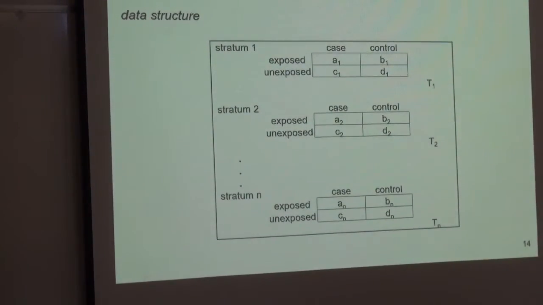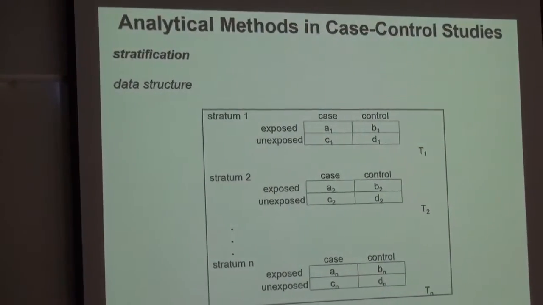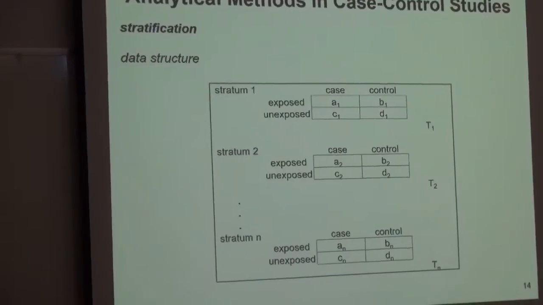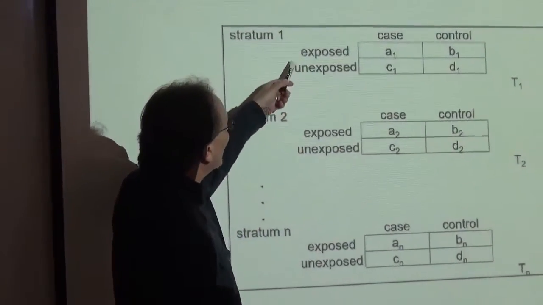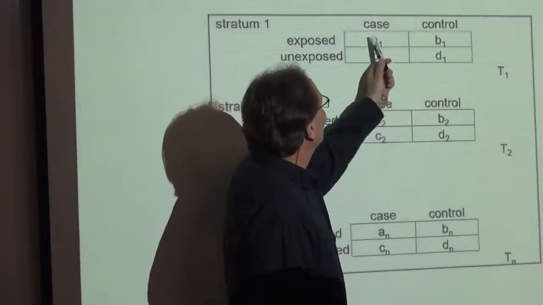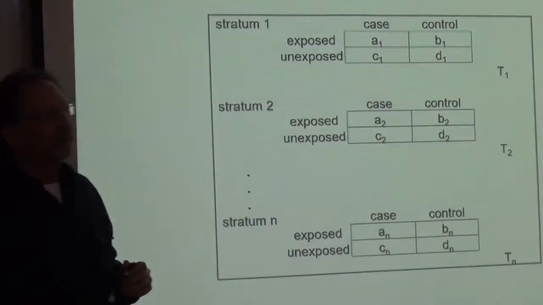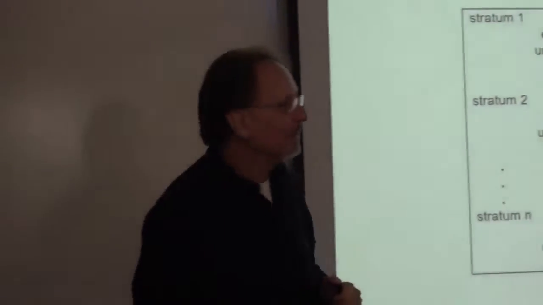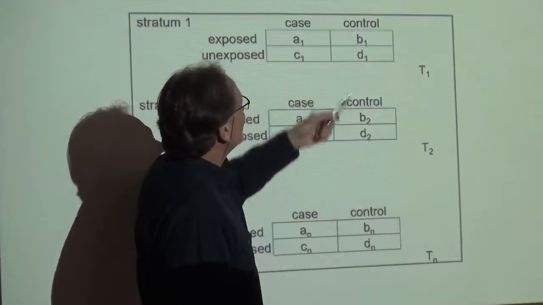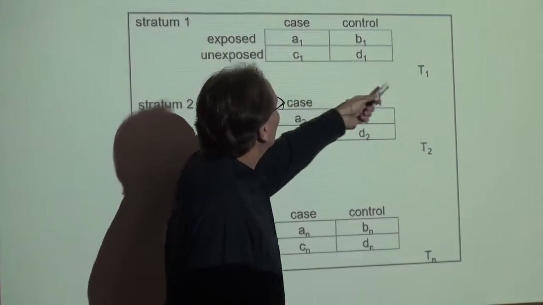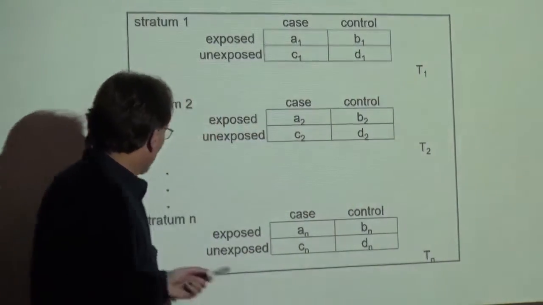So let's talk about the data structure a little bit. We have up to n strata. In each one of those strata, we have our standard 2x2 table: case control, exposed, unexposed. And we'll use the subscript to identify the stratum. So everything in stratum 1 has the subscript 1: A, B, C, D, and T. Everything in stratum 2 has a subscript 2, all the way down to stratum N.